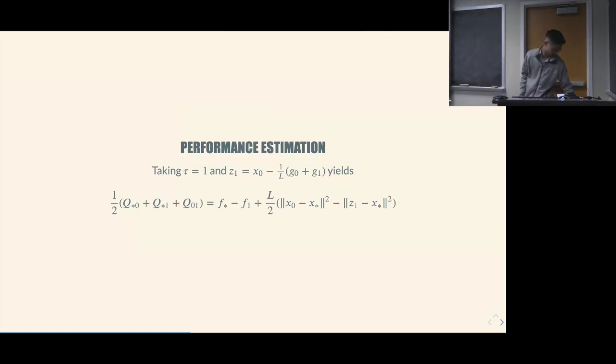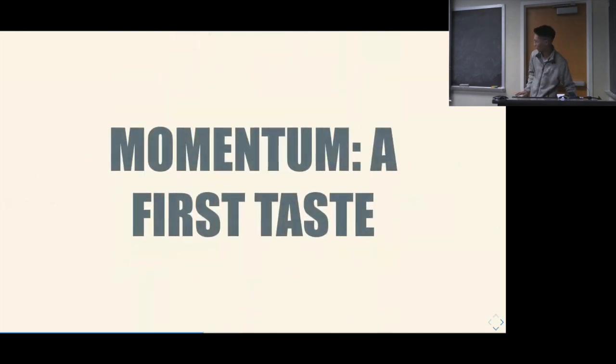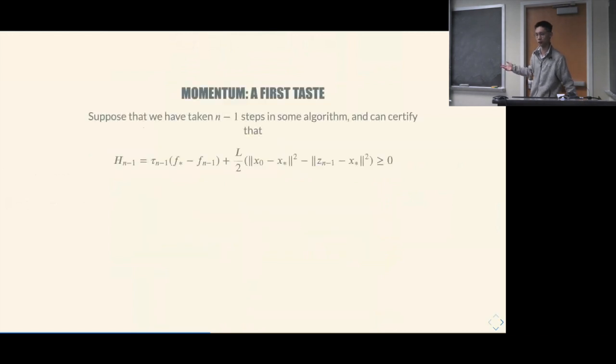Okay, so now I want to go into how you can derive momentum methods using the framework that we've built up so far. Again, what we're trying to do is prove an inequality of this type. If you can show that this is non-negative, then you've shown that your algorithm converges at a certain rate.